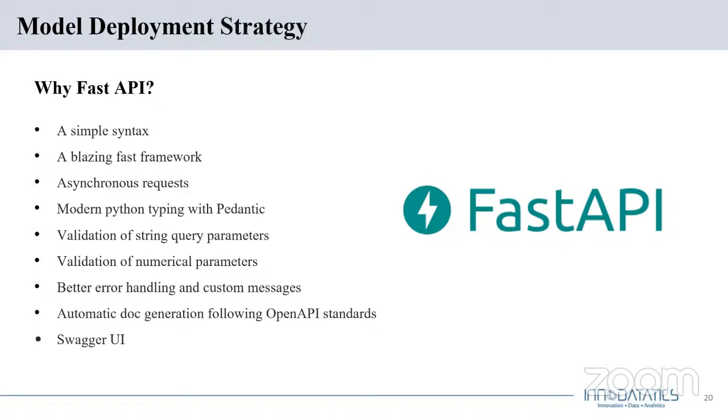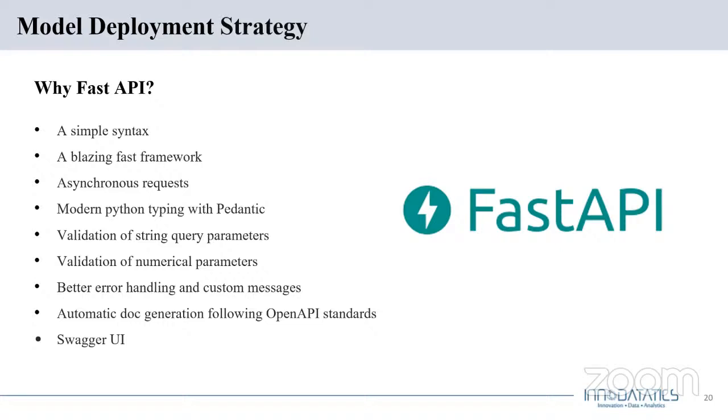It is ready for deployment and based on Pydantic and Starlette. Pydantic is a library that provides runtime checking and validation of the input being passed, which is basically data validation and settings management. Coming to Starlette, it is a lightweight, low complexity ASGI web framework, which is integrated in FastAPI. FastAPI also has validation of string query parameters and validation of numerical parameters. It has better error handling and custom messages when compared to other web frameworks.